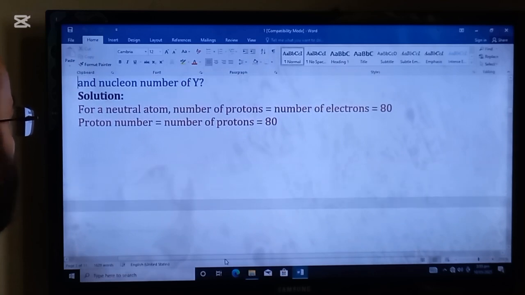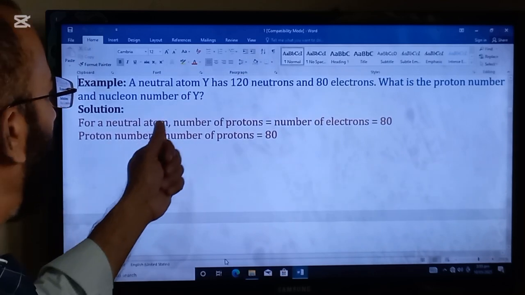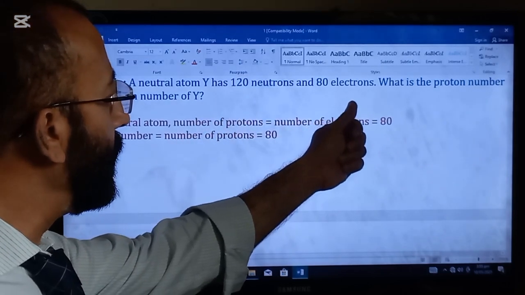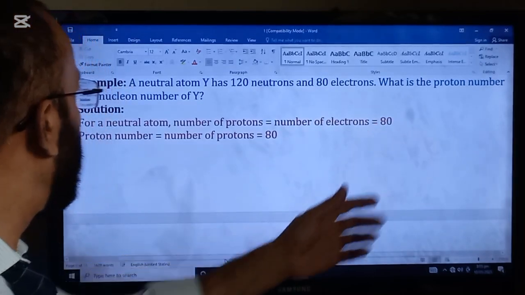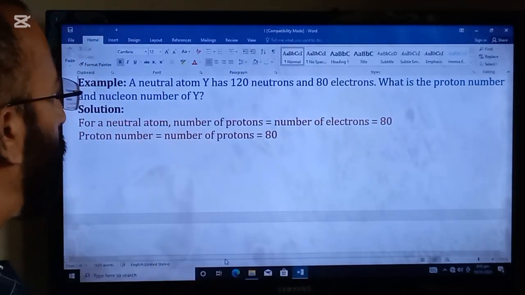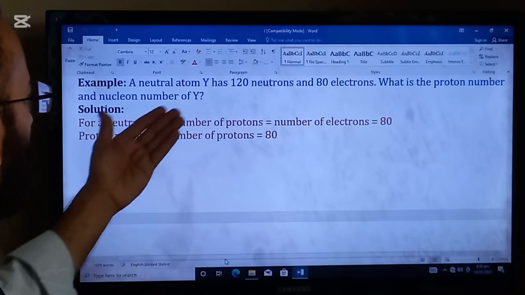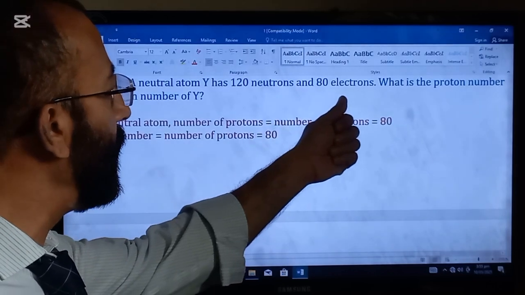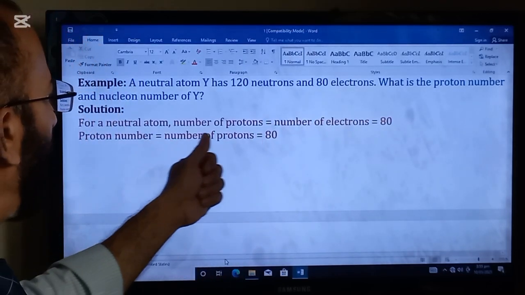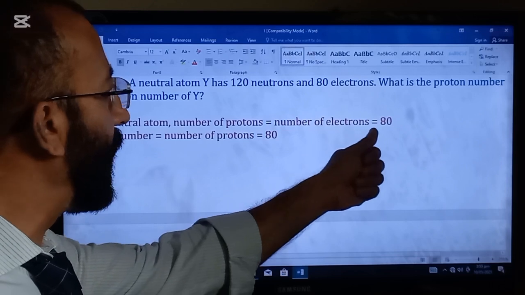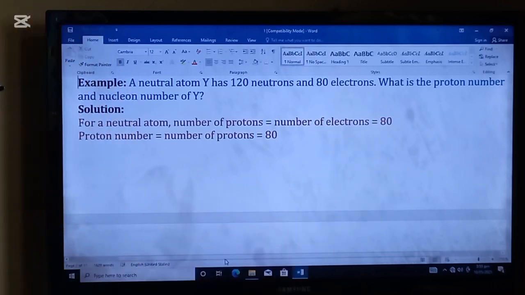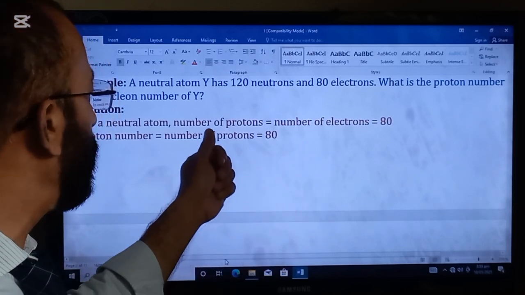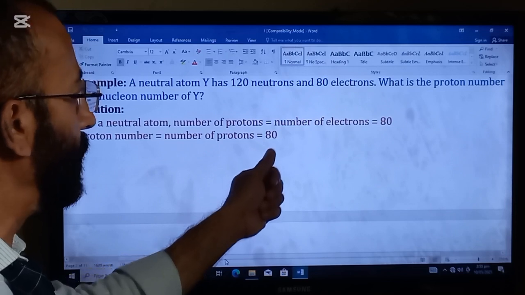And another question is here. A neutral atom Y has 120 neutrons and 80 electrons. What is the proton number and nucleon number of Y? So if this is a neutral atom and 120 neutrons are there and 80 electrons are there, the number of the protons will be equal to number of electrons, that is 80. And the proton number will be equal to the number of the protons, that is 80. So proton number is 80.